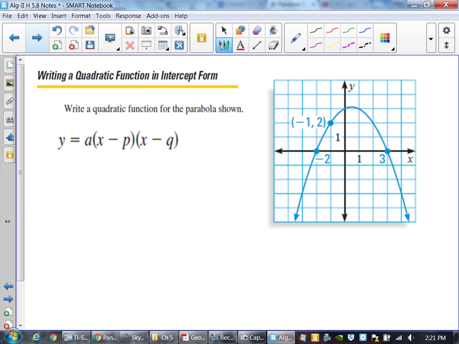They're opposites. So again, we have a point at -1 and 2. So 2 would equal a. Our x value is -1 plus 2, -1 minus 3.